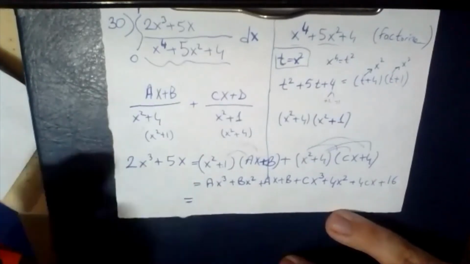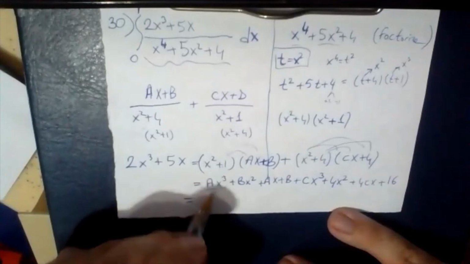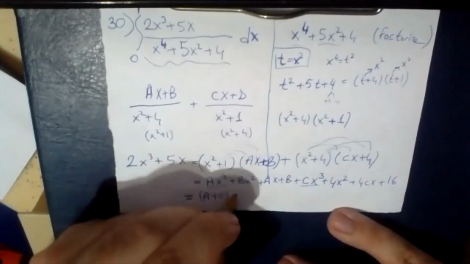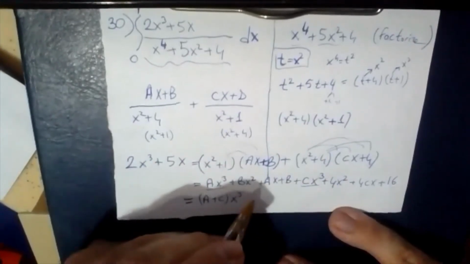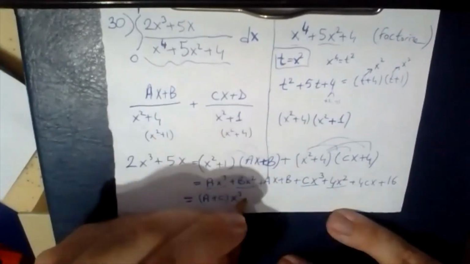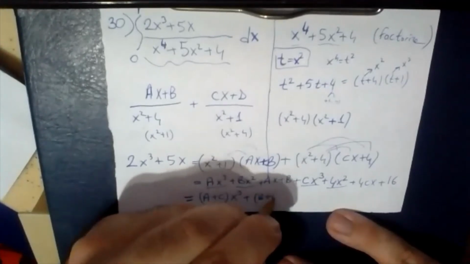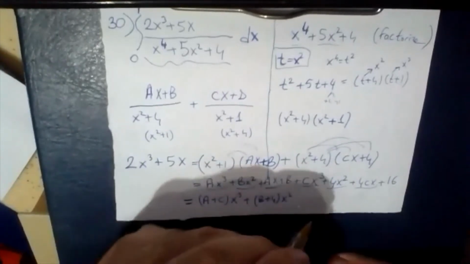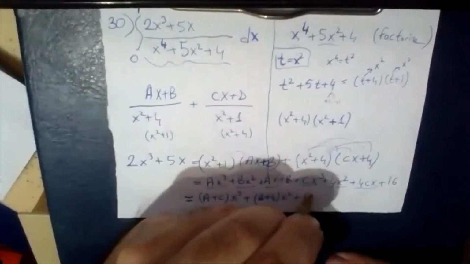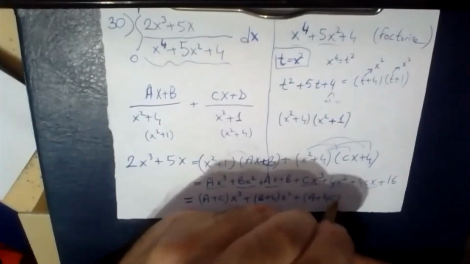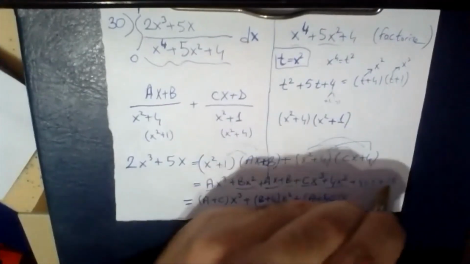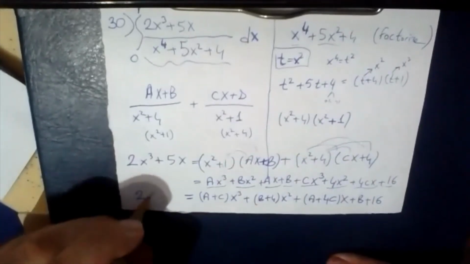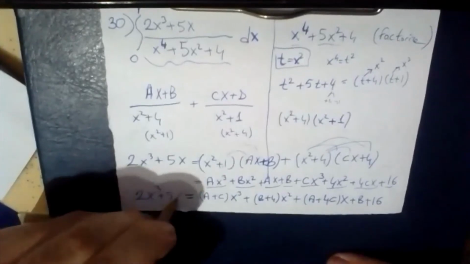And what is that? First, collect all the terms including x cubed. They are (a plus c) x cubed. Now collect all terms including x squared. It is (b plus 4) x squared. Then collect all terms including x. It is (a plus 4c) x. Lastly, write the constant numbers, b plus 16. They should be equal to 2x cubed plus 5x.